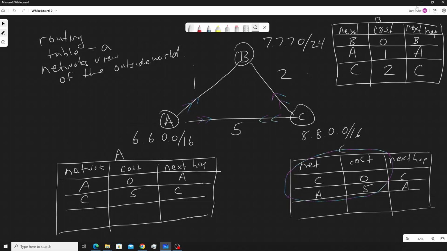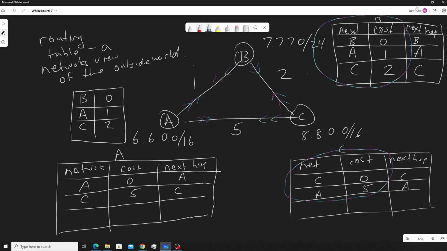Finally, it is B's turn to share distance vectors. Okay, so B's distance vector would be B, A, C: 0, 1, 2. And so B is going to share this with its neighbors A and C, of course. So we'll start off with A.